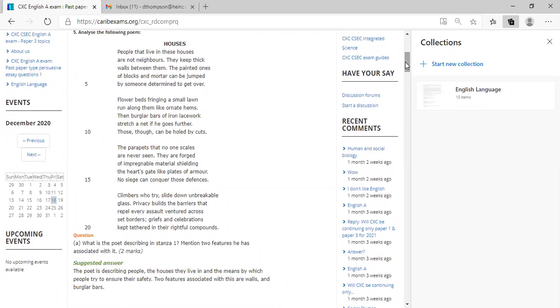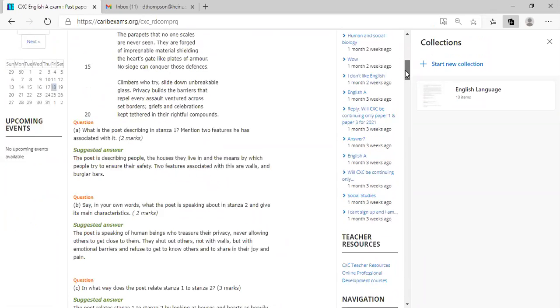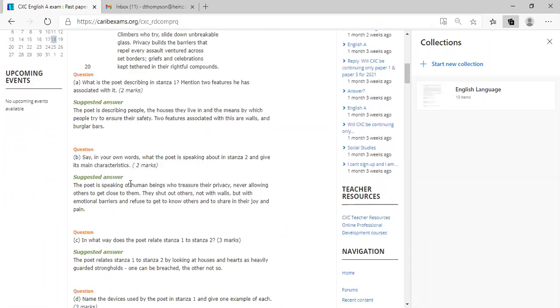Sir, when he says they keep thick walls between them, that doesn't just mean literal walls. That can also mean emotional walls. Right. So tell me, what kind of device would that be? A personification of the walls. Right, because it's emotionally talking about a barrier around the heart, where the person tries to keep anybody outside of who they are. Okay, good.